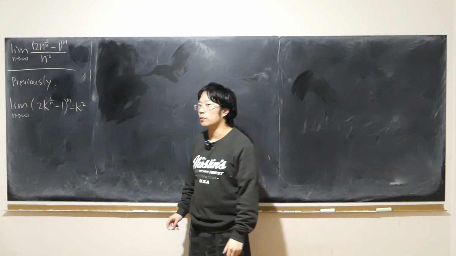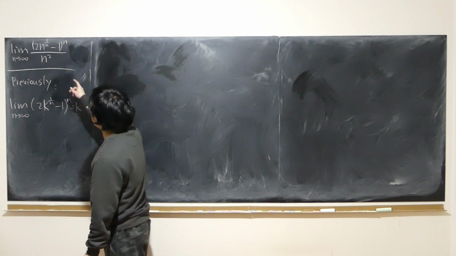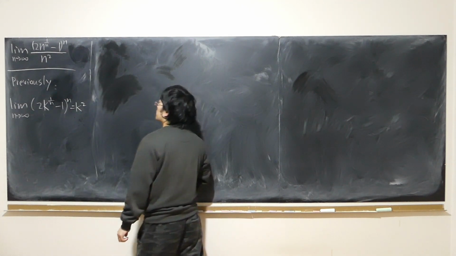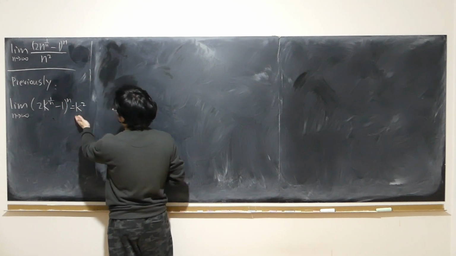We have a limit problem: the limit of (2 times n to the power of 1 over n minus 1), quantity to the power of n over n squared, as n approaches infinity. And previously, I've worked out that the limit of this thing is equal to k squared.